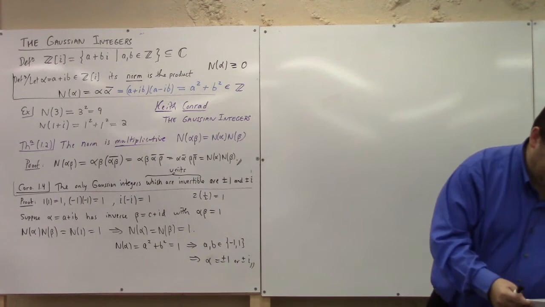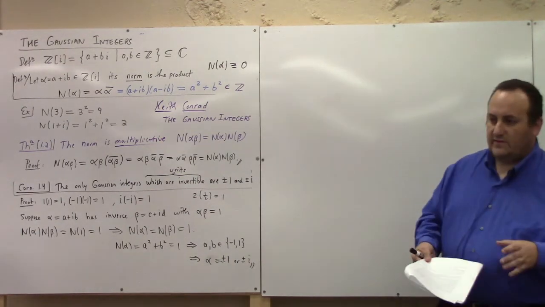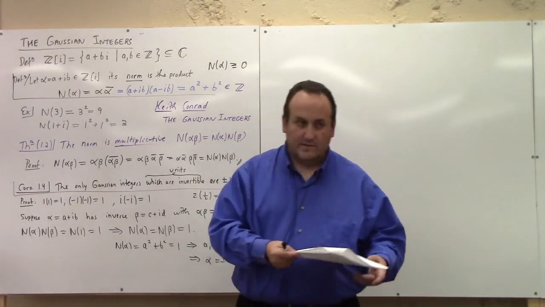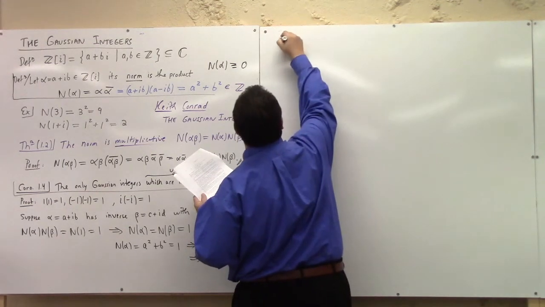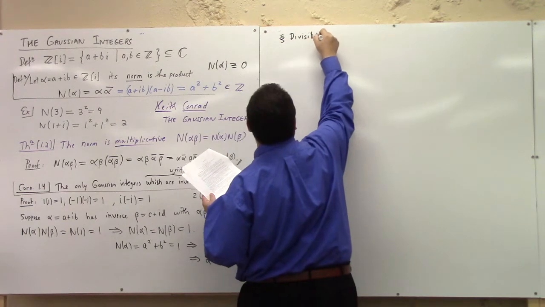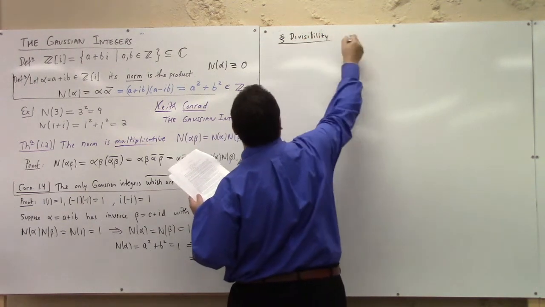So let's talk about divisibility. What we're going to see today is a mirroring of all the things we've learned for integers, now for Gaussian integers. So section 2, divisibility.